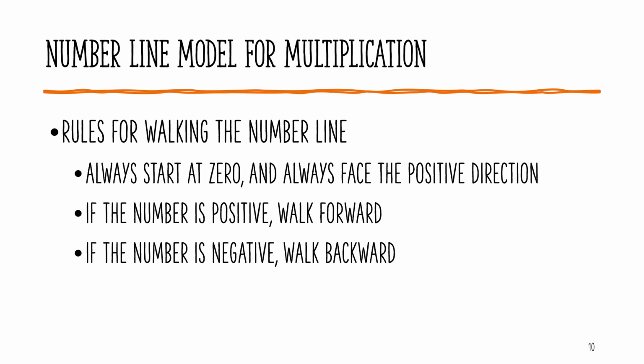Now we're going to look at the number line model for multiplication. Recall the rules for walking the number line. Always start at 0 and always face the positive direction. If the number is positive, we're going to walk forward. If the number is negative, we're going to walk backward. Now, with multiplication, remember we're doing repeated addition here, so instead of walking forward, we're going to be hopping or jumping forward or jumping backward.